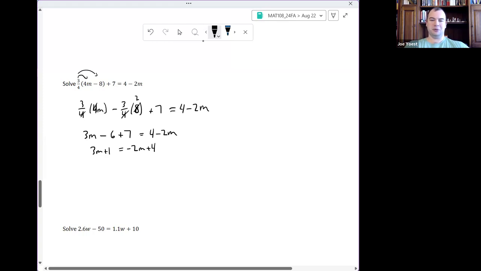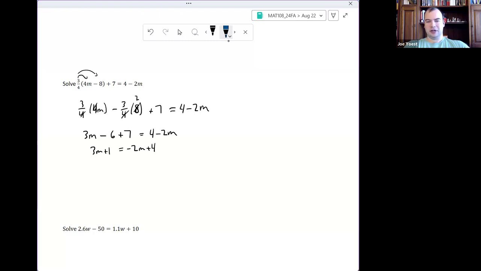We could write it that way if we really wanted to force the issue and make it look exactly like our pattern, ax plus b equals cx plus d. Here our variable is m instead of x, but it's the same pattern. So now I recognize my equation in standard form. I go through my equation solving steps.